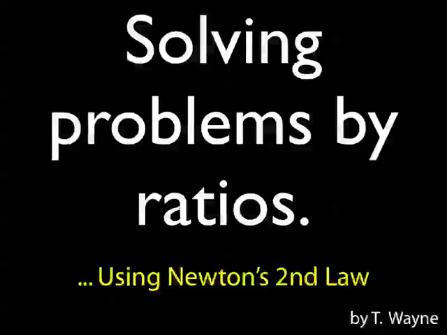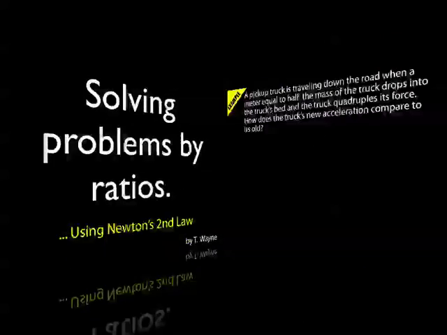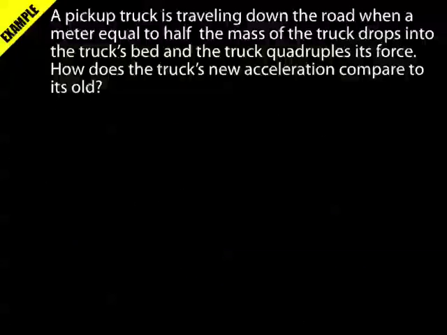In this little movie, we're going to talk about solving problems by ratios using Newton's second law. Let's start with this example problem. A pickup truck is traveling down the road when a meteor equal to half the mass of the truck drops into the truck's bed, and the truck quadruples its force. So its engine's working 4 times harder now. How does the truck's new acceleration compare to the old?